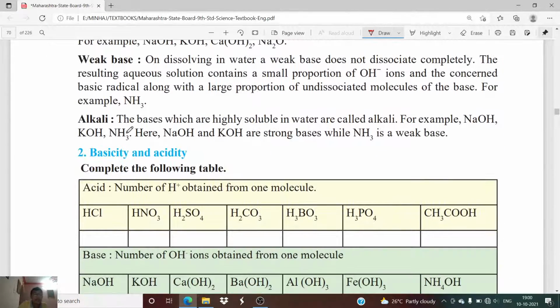Now let us see what is alkali. So the bases which are highly soluble in water are called alkali. That means the strong base can also be referred to as an alkali. Okay, we can call a strong base an alkali too, because it is highly soluble in water, it can easily dissolve in water, that is why it is called an alkali. What are the examples of this?